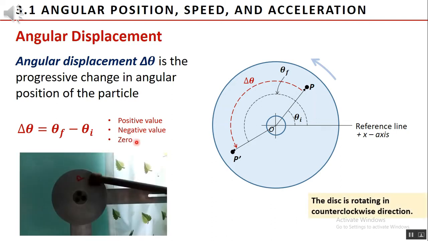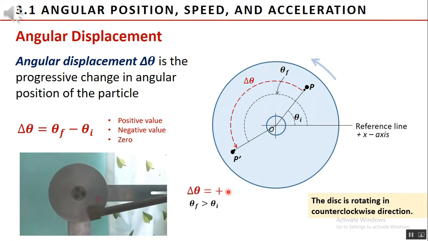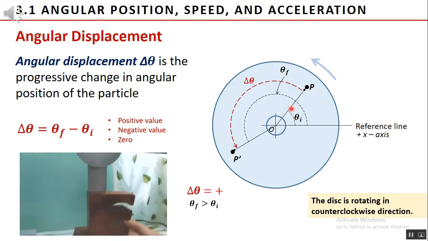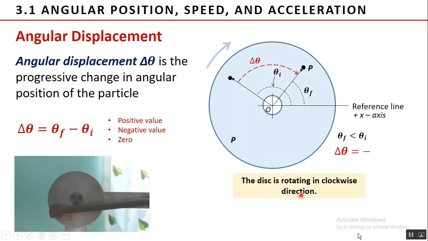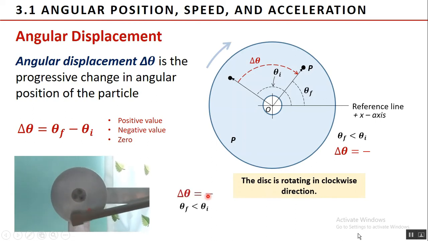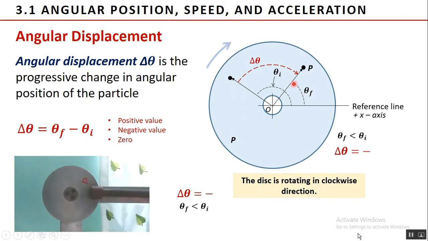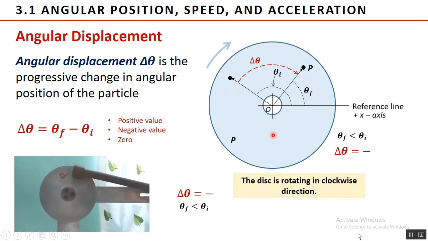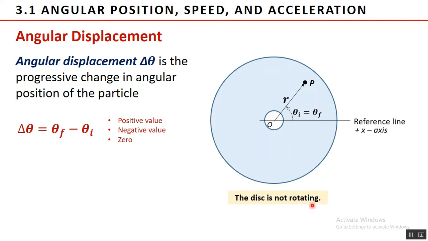When the body is rotating counterclockwise, the angular displacement is a positive value, since the final angular position is greater than the initial angular position. If the body rotates in the opposite direction, or in a clockwise direction, the particle's angular displacement is a negative value, since the final angular position is less than the initial angular position. When the body is not rotating, obviously the angular displacement of a particle on the body is zero.